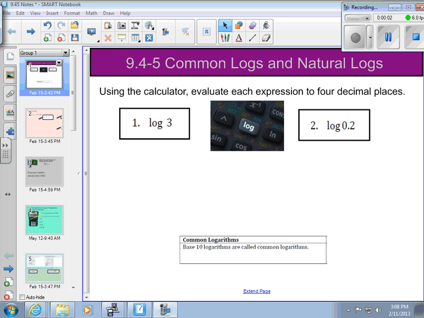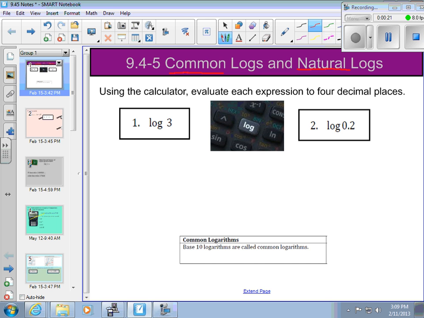We've been talking about logs. Today we're going to look at some logs that you can actually do on the calculator. They're the two logs that show up most often. They are the common log, which we'll look at first, and the natural log. The first one that we're going to talk about is common log.